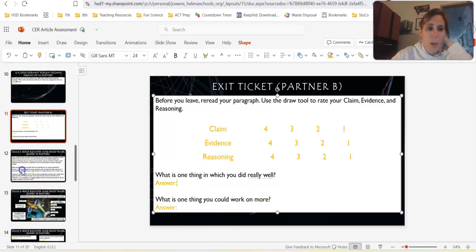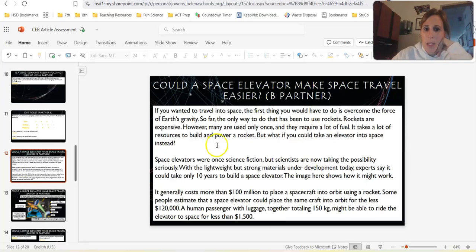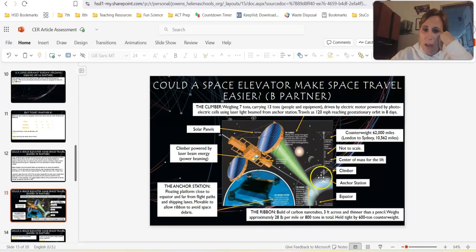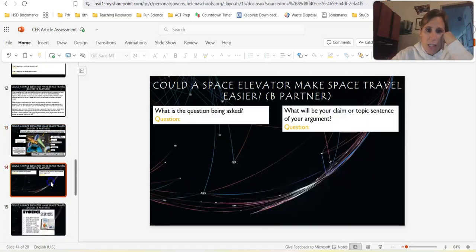Okay, if you remember that you are partner B, same kind of setup here, except you are going to be reading the article, could a space elevator make space travel easier? Okay, you have your article on this page, and then you have a captioned picture on this page. It was kind of hard to see the little captions, so I wrote them on the side and did arrows pointing to the captions.